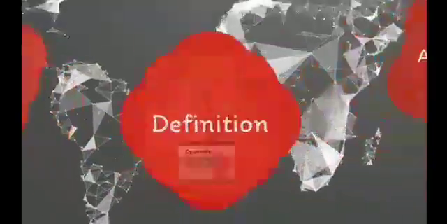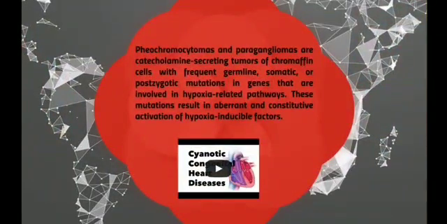Definition: pheochromocytomas and paragangliomas are catecholamine secreting tumors of chromaffin cells with frequent germline, somatic, or post-zygote mutations in genes that are involved in hypoxia-related pathways. These mutations result in aberrant and constitutive activation of hypoxia-inducible factors.